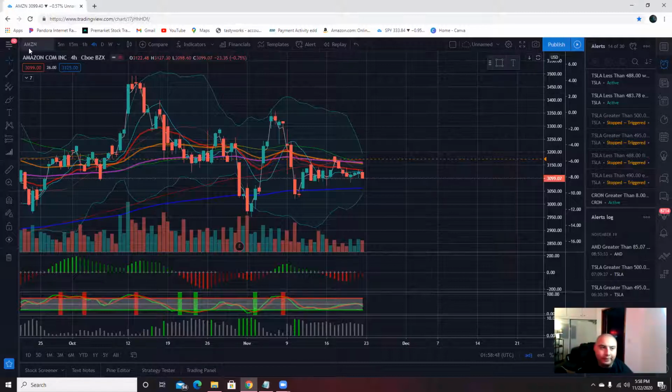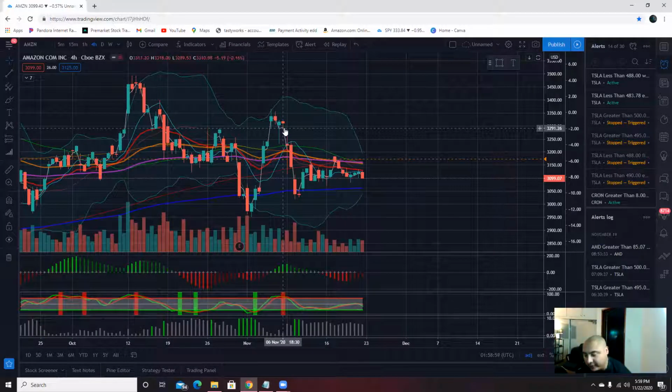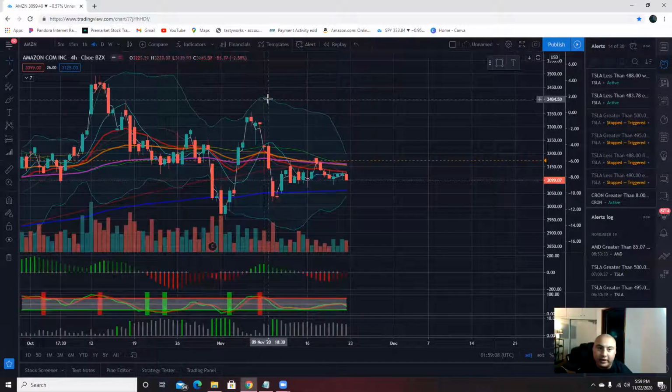Now we're looking at Amazon, right? We're looking at the 4 hour chart, which is one of the main ones that I use for day trading. Again, we should always look at all the different time frames to get a better understanding of what we can do and get a potential better entry, better exit. But I really like what I see here.